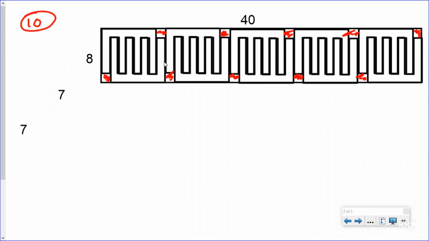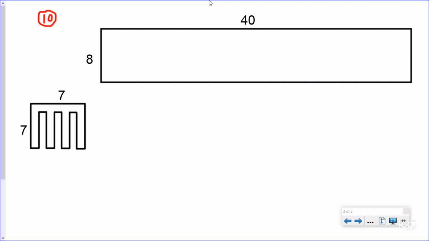Now let's take a look at it mathematically. The mathematical way of doing this requires us to find the area of the cell. So when we do length times width, we figure out that there's going to be 320 square units that cover the surface of our cell. We need to figure out the area of our antiviral drug.